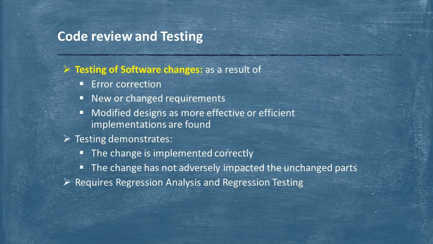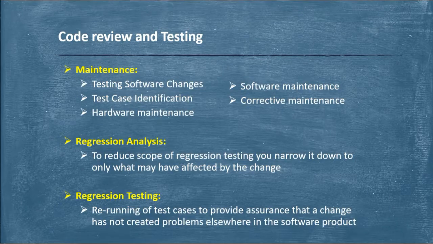The testing demonstrates that the change is implemented correctly and that the changes have not adversely impacted the unchanged parts. That is important. Unchanged parts should not get affected. This requires regression testing and a regression analysis. The maintenance. Testing software changes is part of software maintenance.